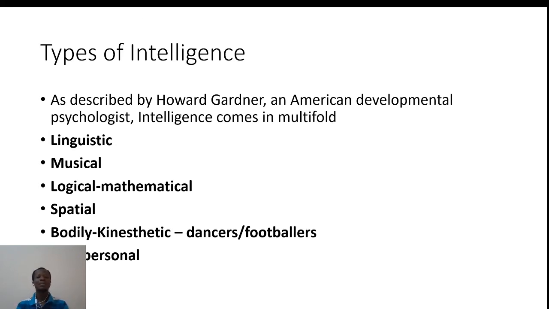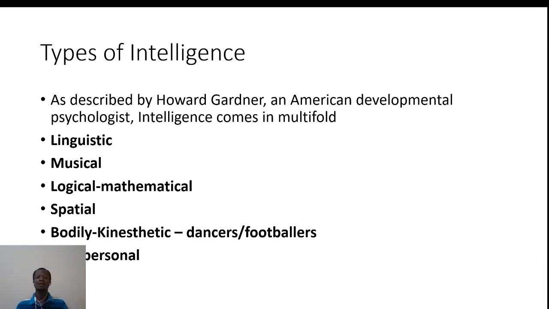As described by Howard Gardner, the American developmental psychologist, intelligence comes in multiple forms: linguistic, speaking; musical; logical-mathematical, some people are just good with calculation, like x plus 1 equals 2; spatial intelligence, which has to do with spaces and geography, where things are, and how we manipulate and traverse over space; bodily-kinesthetic, like dancing. That kind of knowledge is also there.